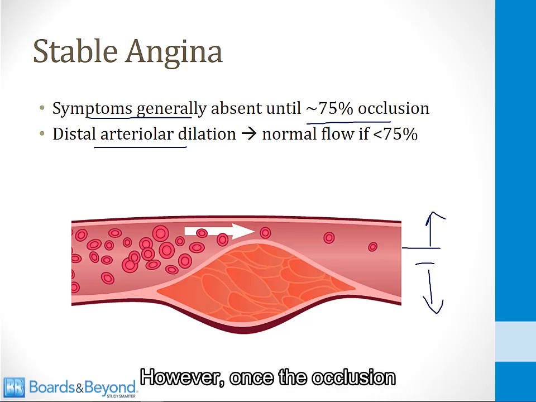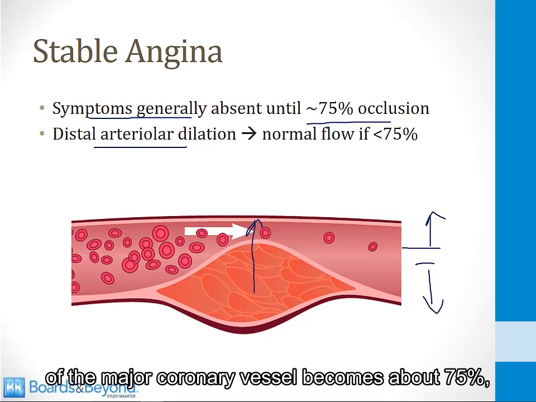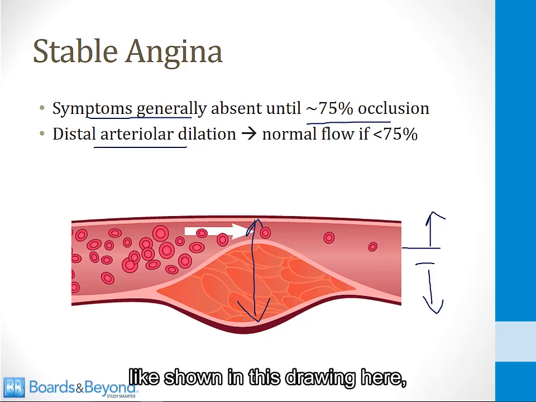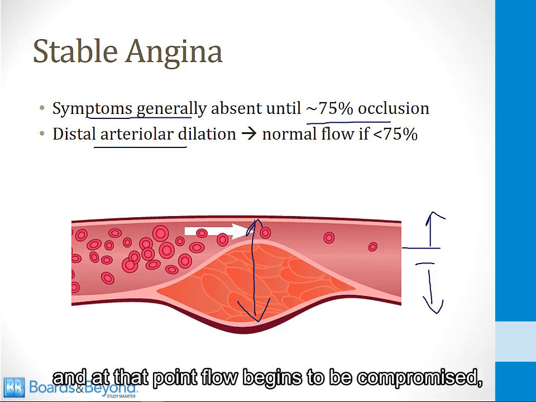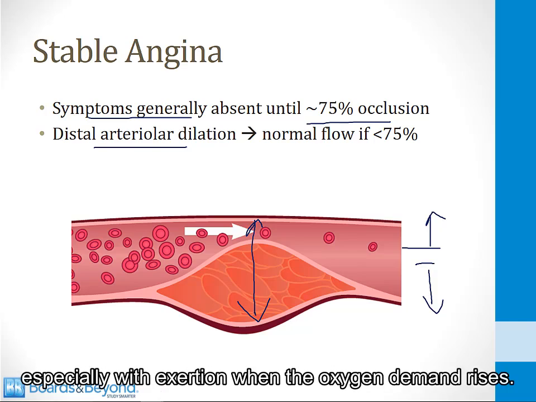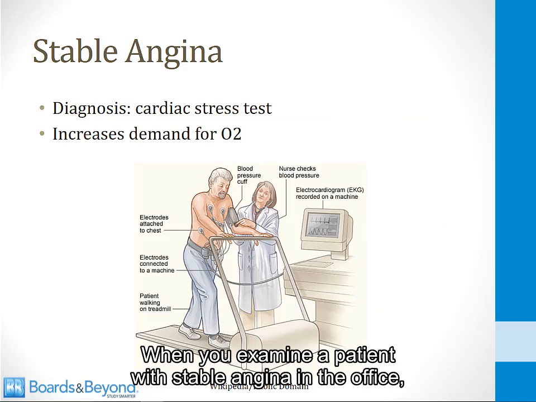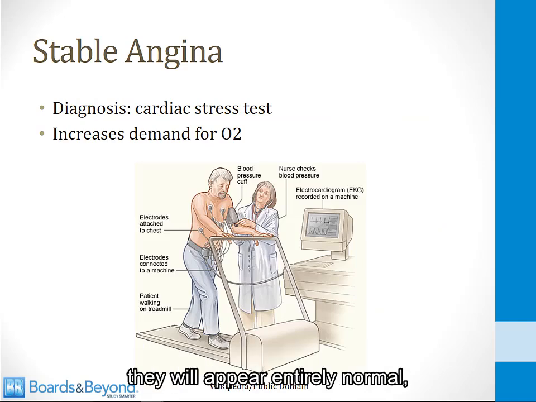However, once the occlusion of the major coronary vessel becomes about 75%, like shown in this drawing here, at that point, the arterioles are maximally dilated. They can't dilate anymore. And at that point, flow begins to be compromised, especially with exertion when the oxygen demand rises. When you examine a patient with stable angina in the office, they will appear entirely normal.